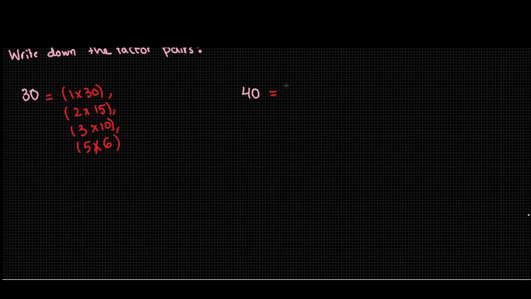The same for 40. The factor pairs are 1 times 40, 2 times 20, to give us 40. It's not divisible by 3, but it's divisible by 4 times 10. It is divisible by 5 times 8. It's not divisible by 6 or 7, and it's not divisible by 9. And these are the factor pairs.